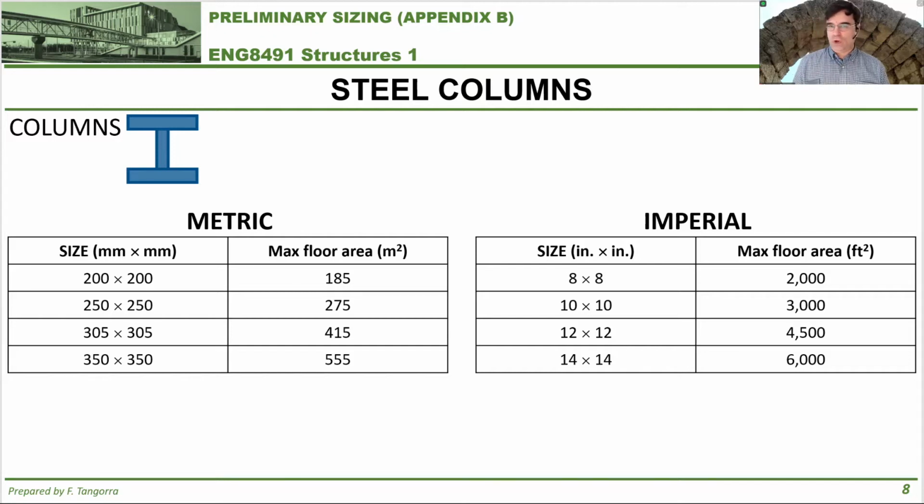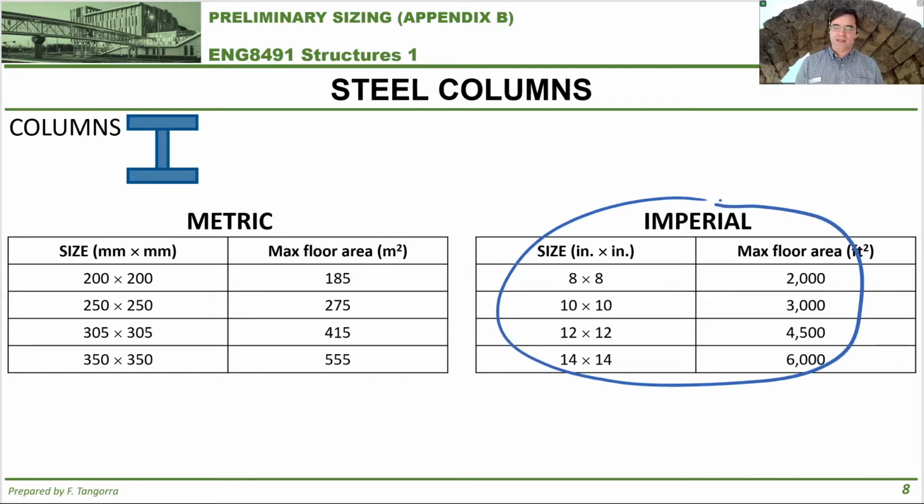Hello everyone and welcome. We're going to play around now with another set of rules of thumb, and that is for the approximation of an initial size for steel columns. I've reproduced for you on the screen what I found in Appendix B of your textbook, what is actually fully represented in Appendix B. And then I've also converted it to metric for your purposes.